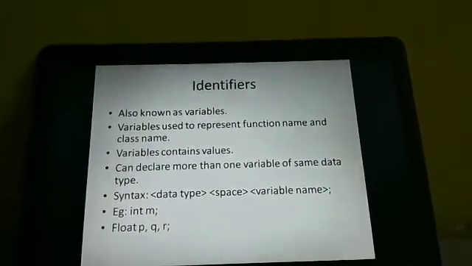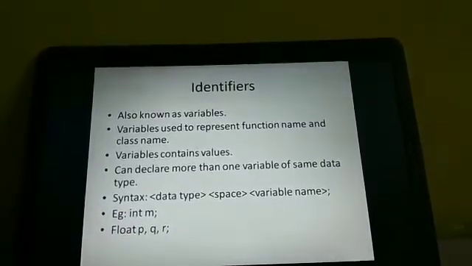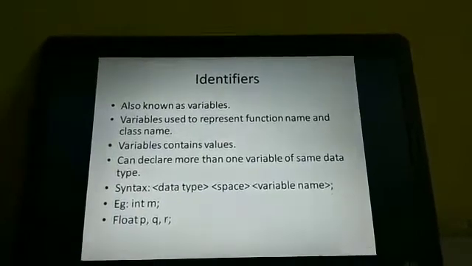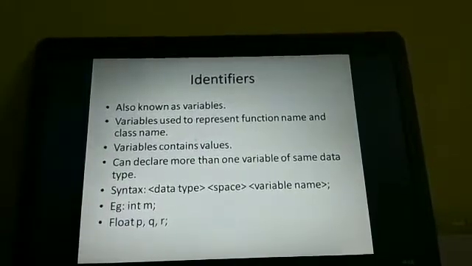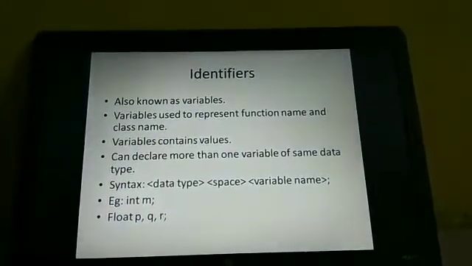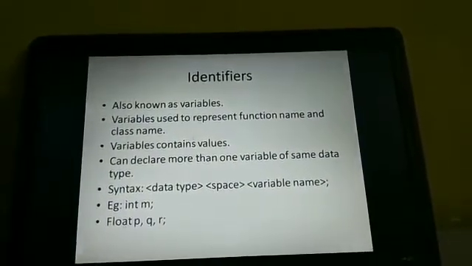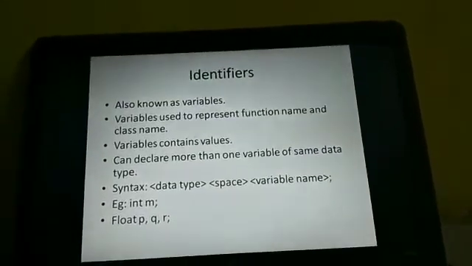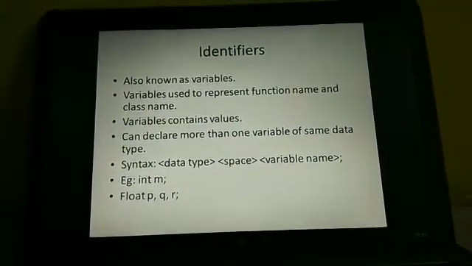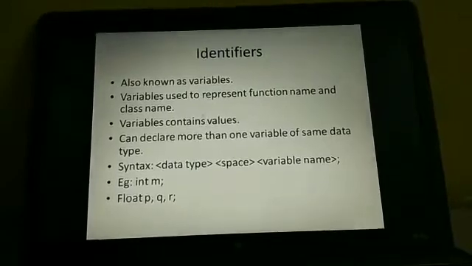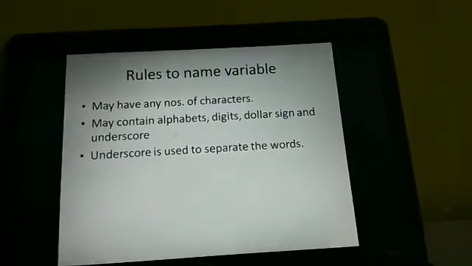Clear? So once again I will tell you, identifiers are also called variables. Variables are used to represent a function name or a class name. Variables contain values. You can declare more than one variable of the same data type. The syntax for declaring a variable or identifier is data type, give a space, then the variable name. So one variable has been declared for the data type int, and three variables of the same data type float have been declared. Clear?